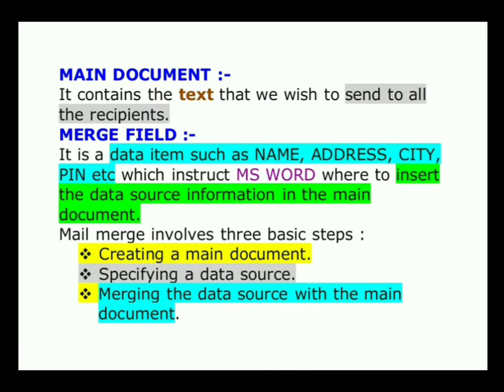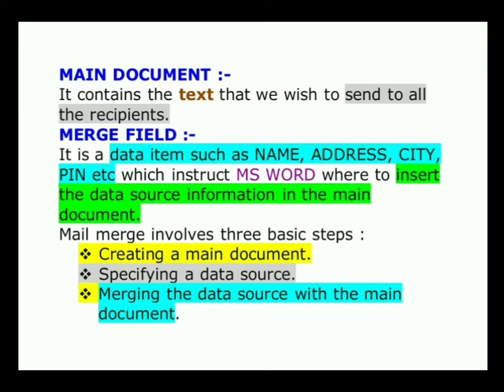Now there are three main things in mail merge. The first is the main document, next is the data source, and the final thing is the merge field. So what is the main document? It contains the text that we wish to send to all the recipients. The main document is the text that we are going to send to the recipients. This is the same document that is to be sent to the different people.